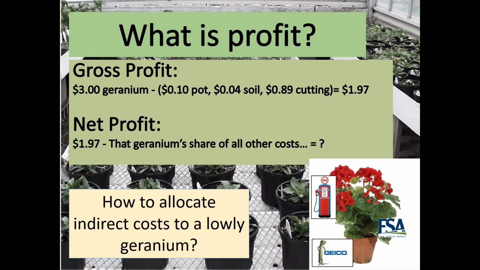So net profit is what really matters at the end of the day, or actually at the end of the year, right? And if we could know before we started growing how to estimate the indirect costs of each plant, we'd have a better handle on how much we needed to charge for that plant, and we'd be pricing more appropriately, right? So the question really becomes, once I've taken away the direct costs, how do I take away the indirect costs? How do I know how much of my gas bill goes to that geranium, how much of my mortgage goes to that geranium, how much of my insurance goes to that geranium? How do we allocate those indirect costs to the lowly geranium?